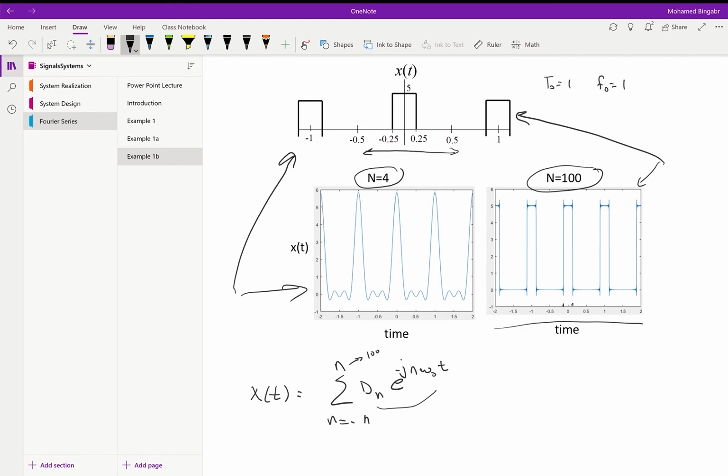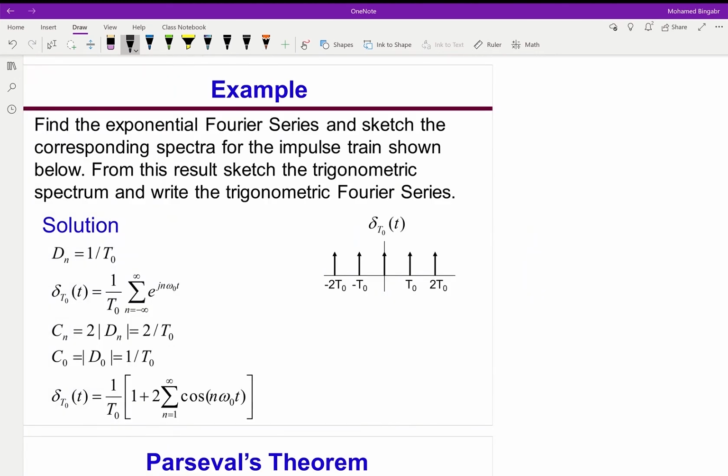Okay, so let's go back now and look at this example. This is another important example. This is an impulse train, and we use this train of impulses to sample a signal. And when you look at it, this is a periodic signal. So we should be able to use the Fourier series and find what are the harmonics or the frequency content in this signal.